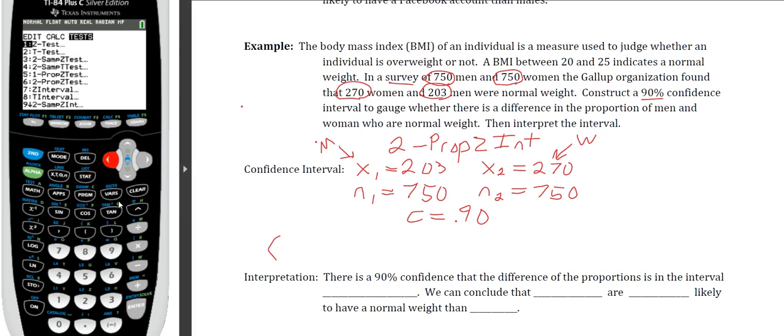So stats, tests, we run B for 2-prop Z int. X1 is 203, n1 is 750, x2 is 270, n2 is 750, and then 0.90 yet again. We calculate, and we get an interval from negative 0.1286 up to negative 0.05. Notice that that interval is entirely negative. It does not include the value of 0.